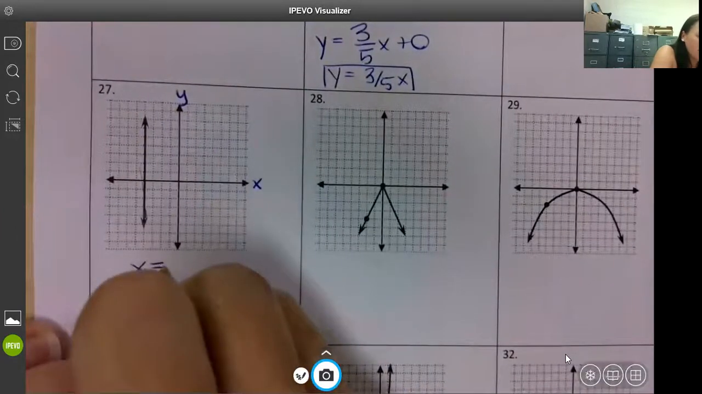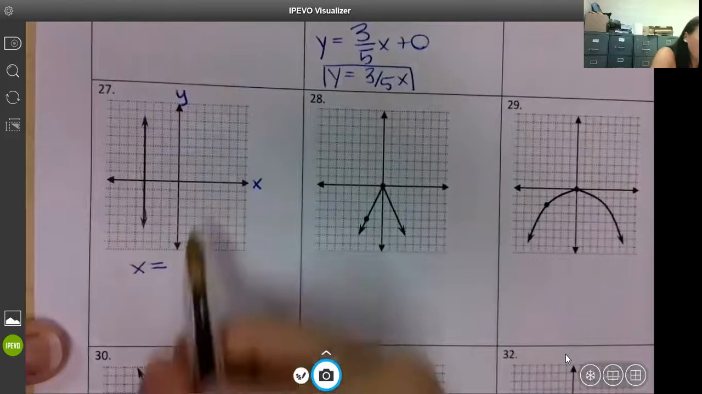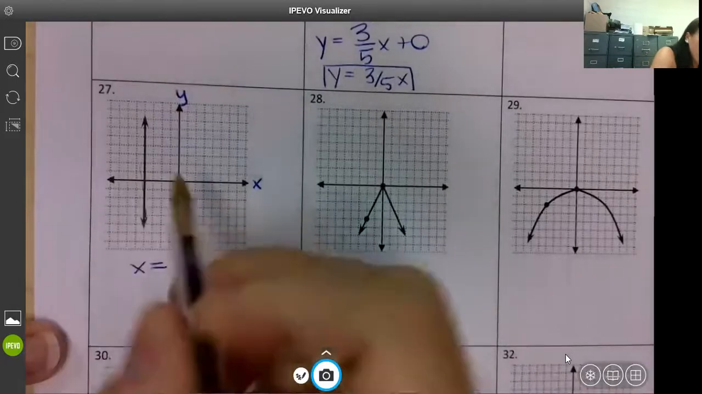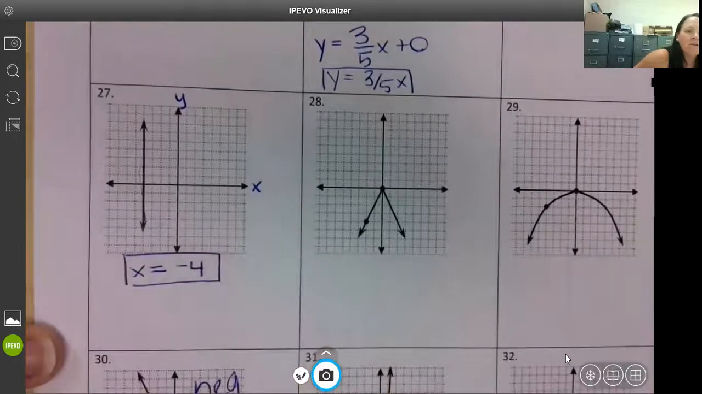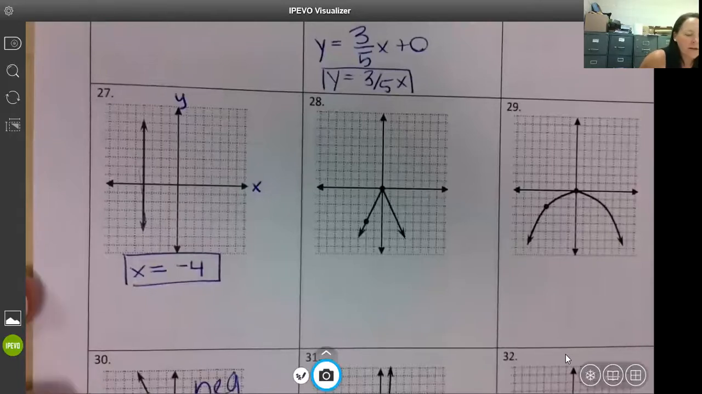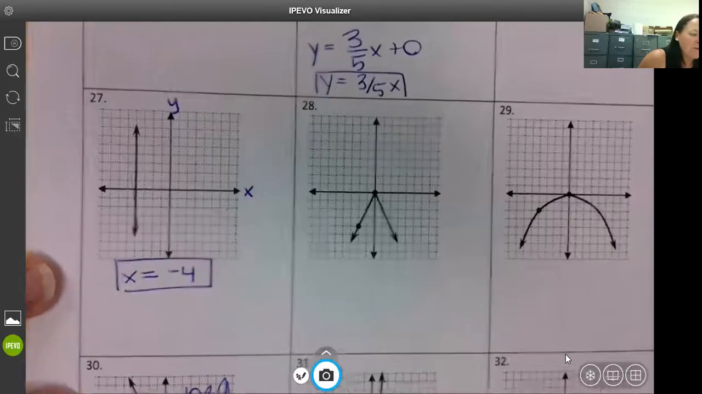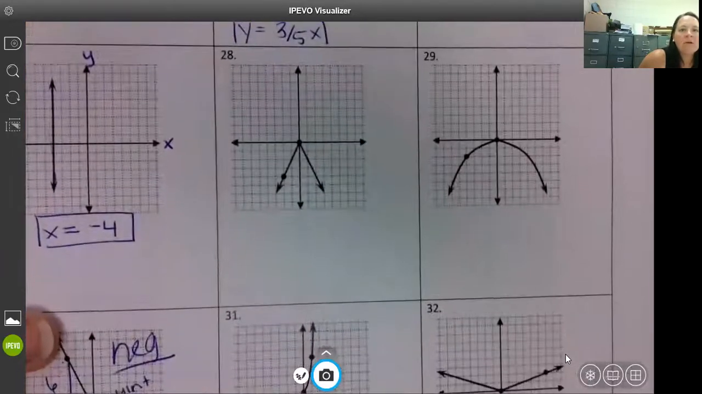So we're going to write x equals. It cuts through at 1, 2, 3, negative 4. So that's your equation. If it were a horizontal line, then you would cut through the y-axis at whatever number it is. So those are all your linear. We're going to move to your absolute value now. So here's an absolute value graph.